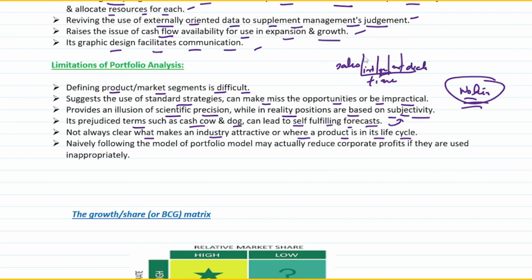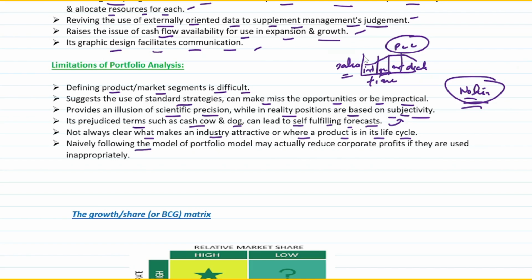You would have seen a chart where in introduction the curve goes like this, then in growth there is a growing phase, then in maturity it just stabilizes, and in decline it comes down, right? So this is the product life cycle. I hope you have read it. If you haven't, you will come across it. And in portfolio analysis, it's never clear what makes an industry attractive and where a product is in its life cycle. So you will never get to know which phase the product belongs to as far as the PLC is concerned.